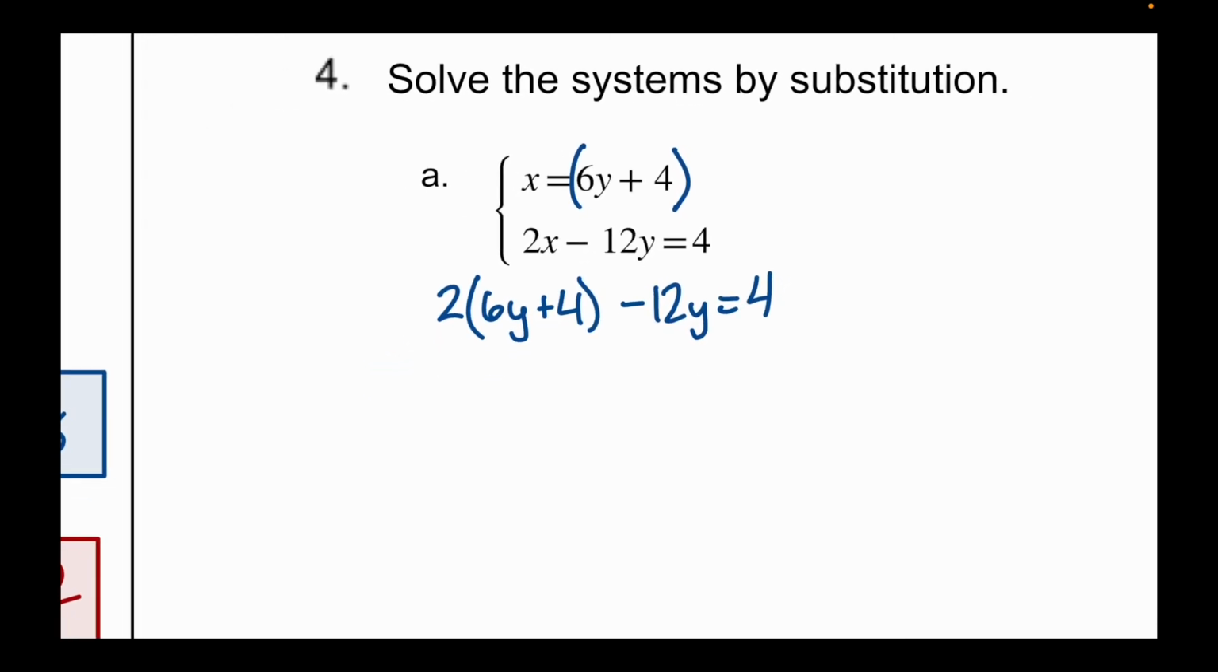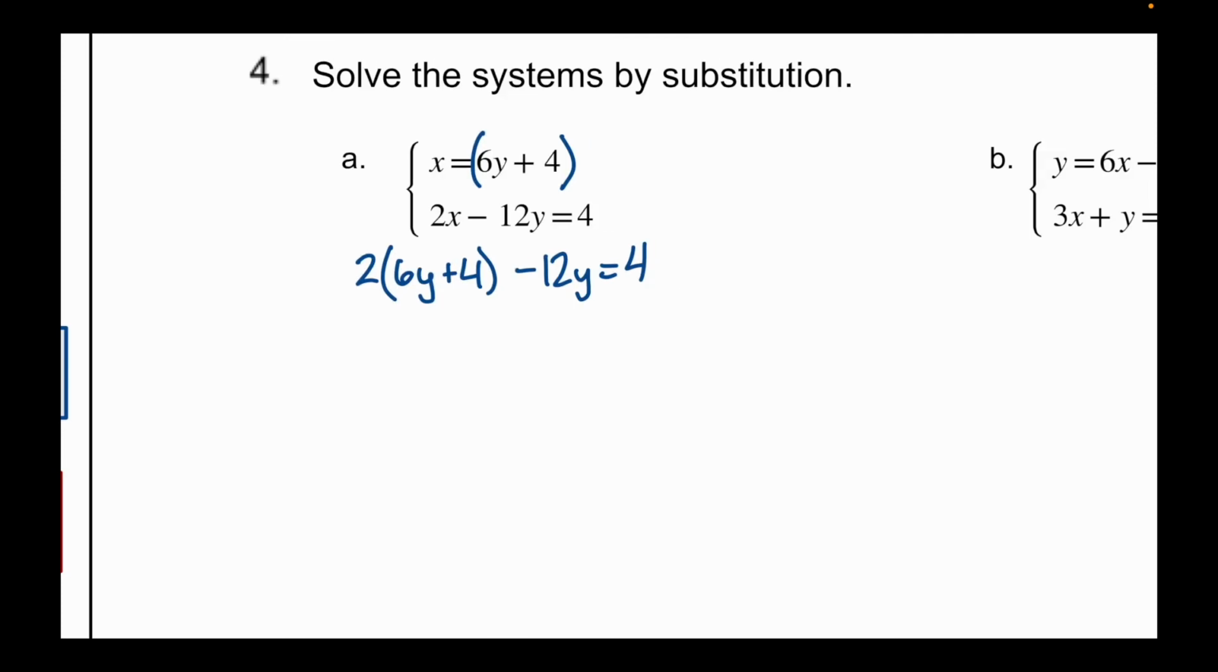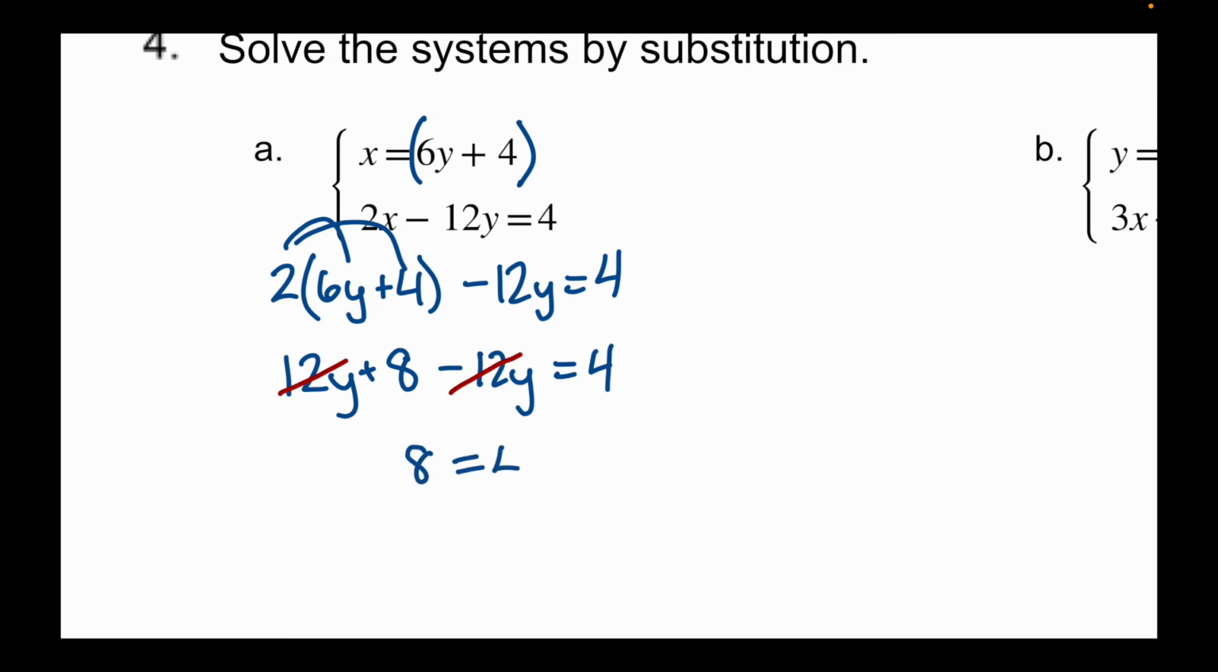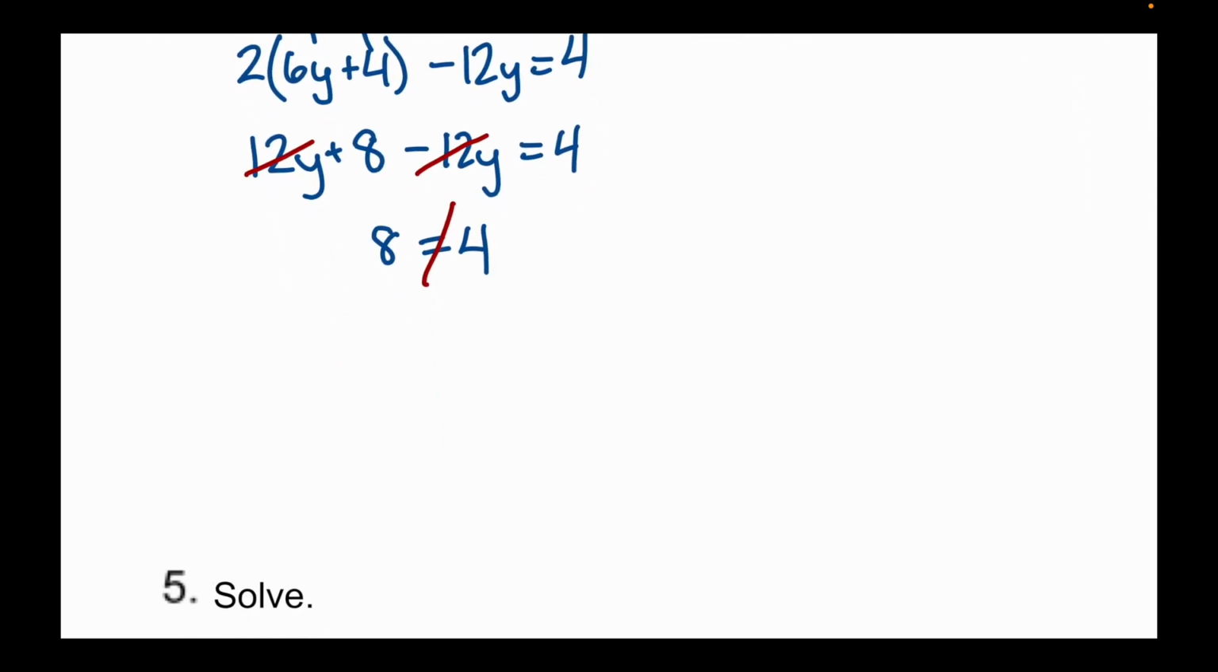I started to do this one with my class as an example earlier and noticed something fishy happening because, hey, look, 2 times 6y is going to be 12y. And then 2 times 4 is going to be 8. Those are both positive. But then I have minus 12y and equals 4. Well, when I combine like terms, negative 12y and positive 12y go away. So I'm just left with 8 equals 4. And I know that 8 is not equal to 4. So this means that there is no solution.